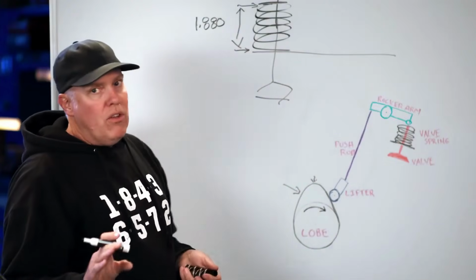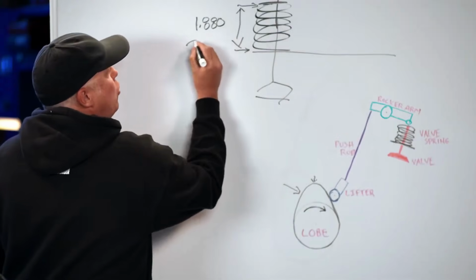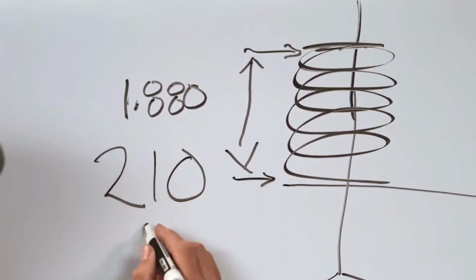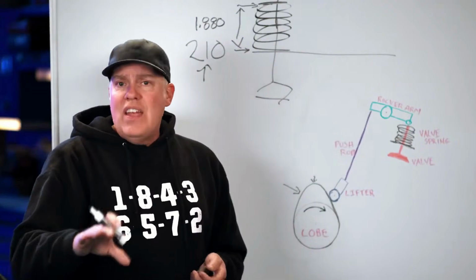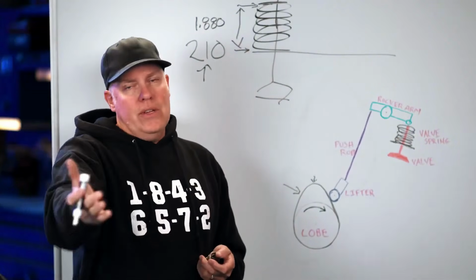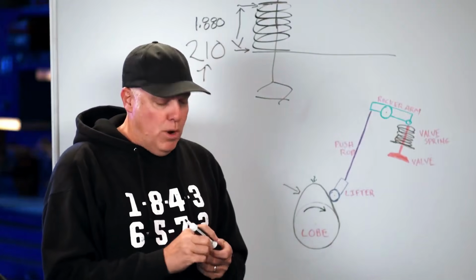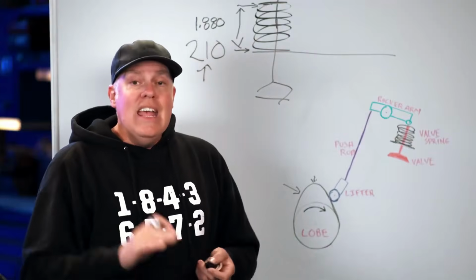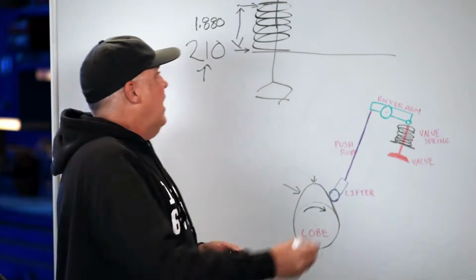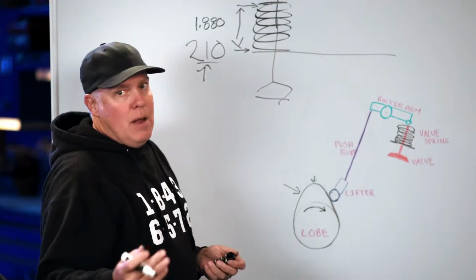The initial set of springs that we're going to run has 210 pounds. Now that's often called valve spring seat pressure. The thing is, it's not pressure, it's actually load. You'll get engineering types that'll tell you that's not pressure because pressure includes a unit of area, like pounds per square inch. It's actually load, and it is 210 pounds, not PSI.